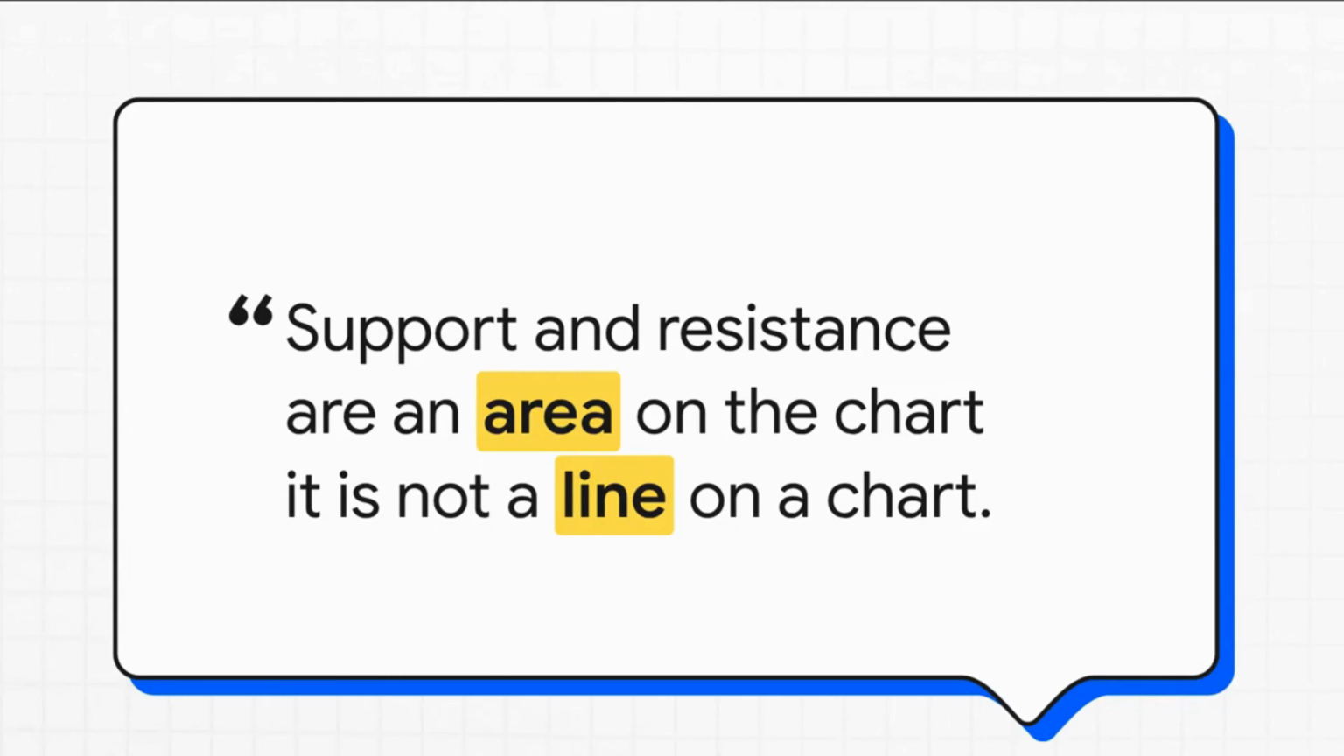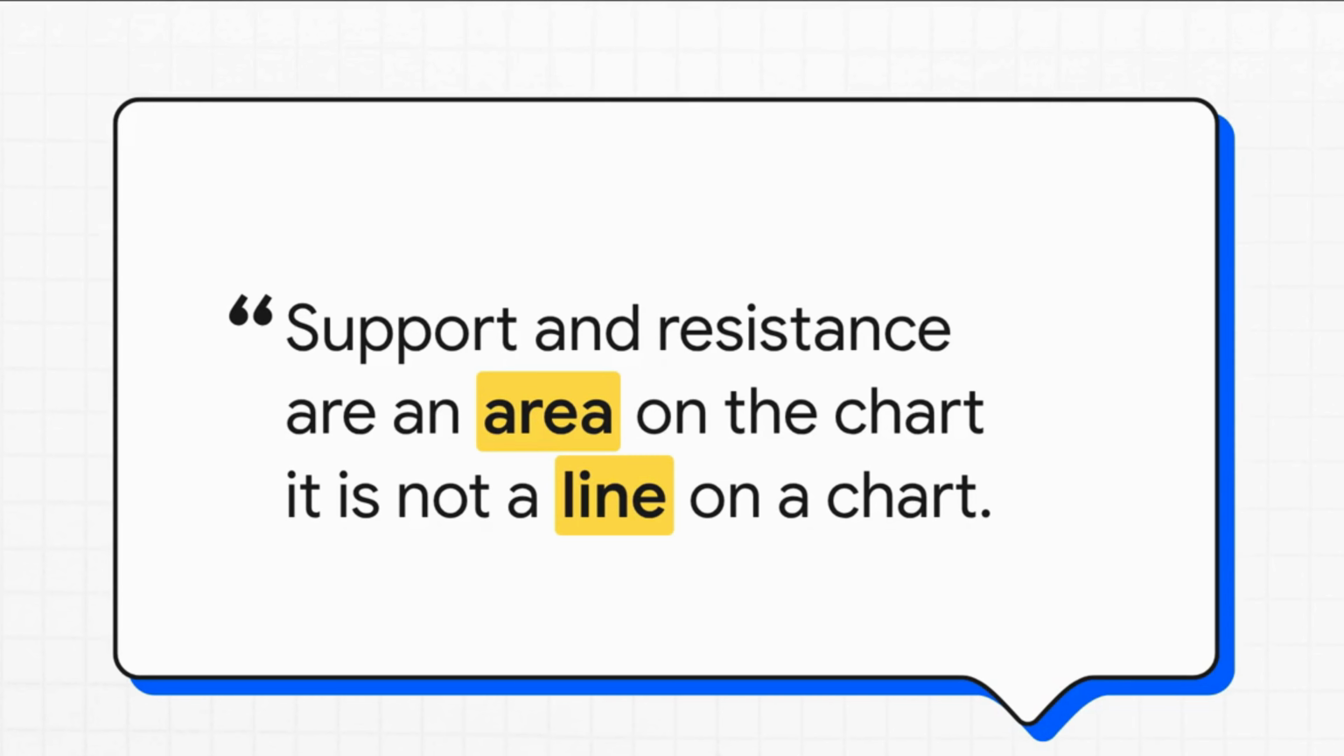So the really crucial point here is how we take all this messy human psychology and actually map it correctly on our screens. If you want to stop missing trades, you have got to burn this quote into your brain. Support and resistance are an area on the chart. It is not a line on a chart. Seriously, you absolutely have to abandon the idea of drawing a single razor-thin line. The market is dynamic, it's volatile.